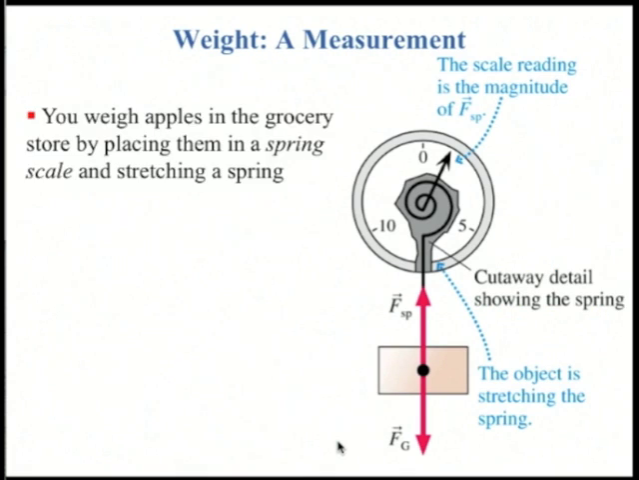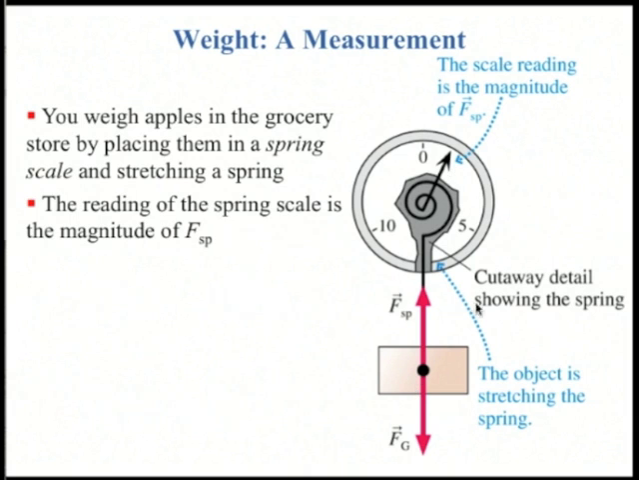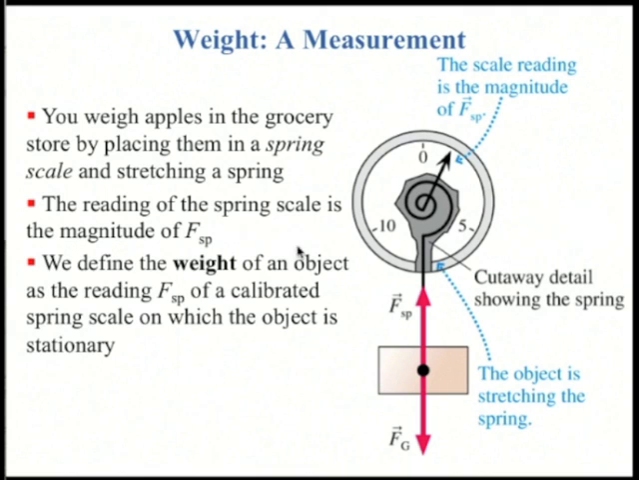Thirdly, weight is a measurement. If you go to a grocery store, you might see a hanging spring scale, which contains a spring attached to a little dial, and when you put a mass underneath it, it stretches the spring a certain amount and the dial reads off the force. We define the weight of an object as the force reading of a calibrated spring scale on which the object is stationary.